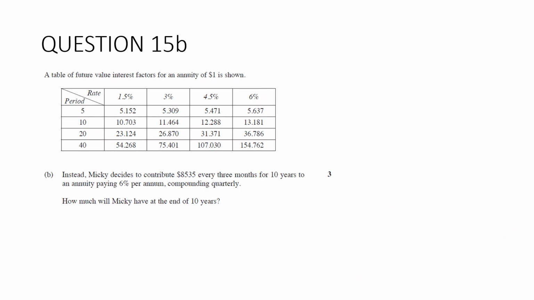B. Instead, Mickey decides to contribute $8,535 each 3 months for 10 years to an annuity paying 6% per annum compounded quarterly. How much will he have at the end of 10 years? So this time we need to change it, don't we? So instead of 6%, we're going to do every 3 months, which is 4 times a year. So 6 divided by 4 is 1.5. So that's here. And we're going to have 10 times 4, which is 40 periods.